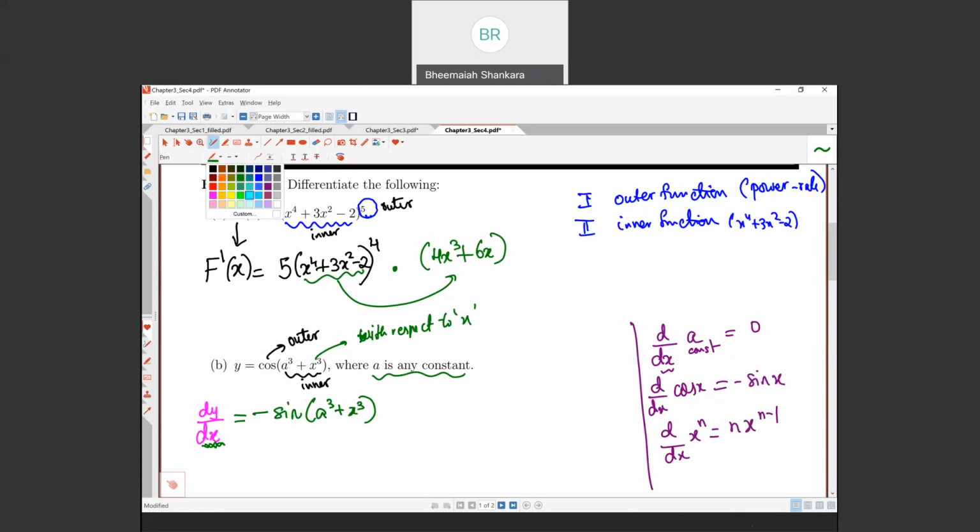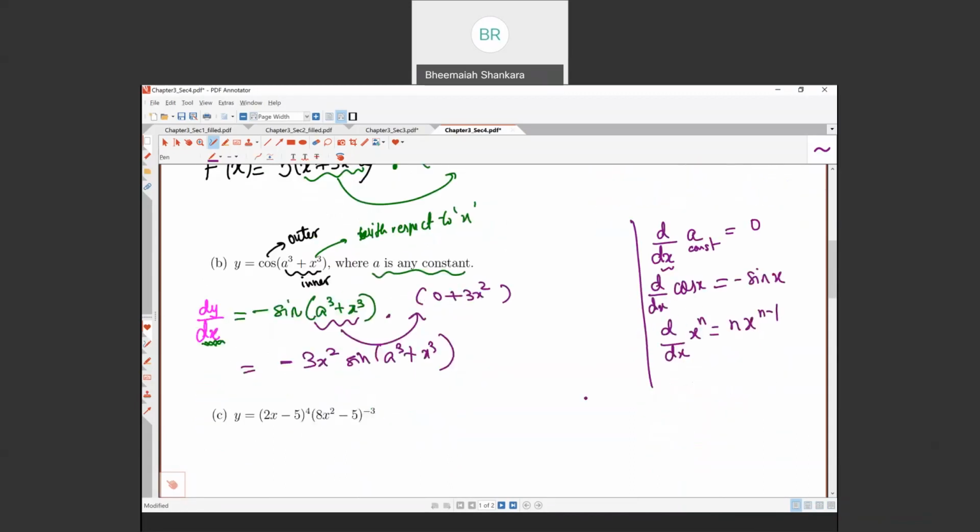Now move inside and derive a cube plus x cube. Derive this inside function. Derivative of a cube is 0 because a is a constant. Derivative of x cube is 3x square. So 3x square is a smaller term; you can bring it outside when you multiply out. And then you have sine of a cube plus x cube with a negative sign. So your answer is negative 3x square sine of a cube plus x cube.